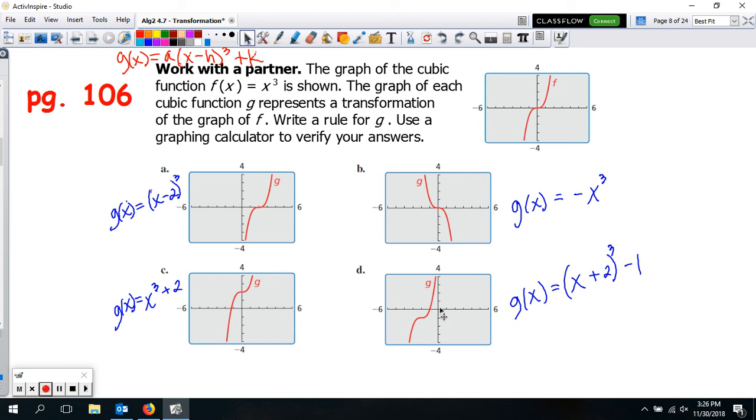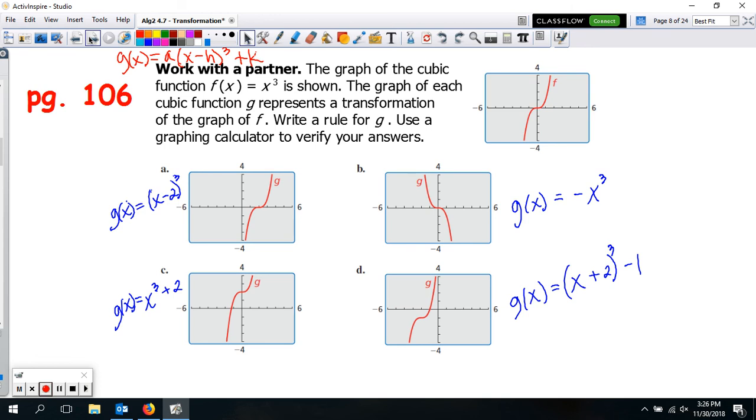This one did two things. It moved to the left and it moved down. So it moved to the left 2 units. That's why we're going to put x plus 2. Remember, it's always the opposite of what it seems. Negative 2 would be plus 2 when we go in here. And it moved down, so down is a negative 1. You add that to the end of this: x plus 2 to the third power minus 1. If you need to see this some more, you can pause the video.